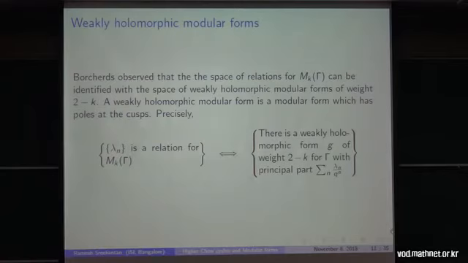lambda is a relation for the modular form of weight k if and only if there's a weakly holomorphic modular form g of weight 2 minus k, where the principal part of g is the summation of lambda n times q to the n. That means the negative part of the Fourier-Laurent expansion of the weakly holomorphic modular form comes from these lambda n's. And only finitely many lambda n's are non-zero, so this is a pole.